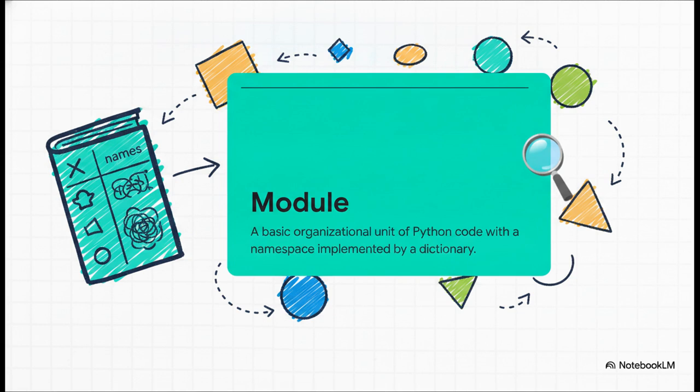Technically speaking, a module is just a basic organizational unit of Python code. It's simply a file containing reusable tools. Behind the scenes, it features a namespace implemented by a dictionary, which maps names to the actual code. Python already comes with so many built-in toolboxes, like ones for math, random numbers, and dates. You just have to pull them out when you need them.